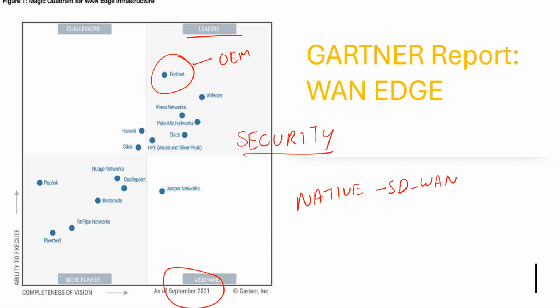So that's why I say that it is one of the only OEMs delivering native SD-WAN along with advanced threat protection. Fortinet also provides excellent quality of experience for VoIP, so great performance when it comes to VoIP. That's why it is being called one of the leaders in the WAN Edge quadrant.